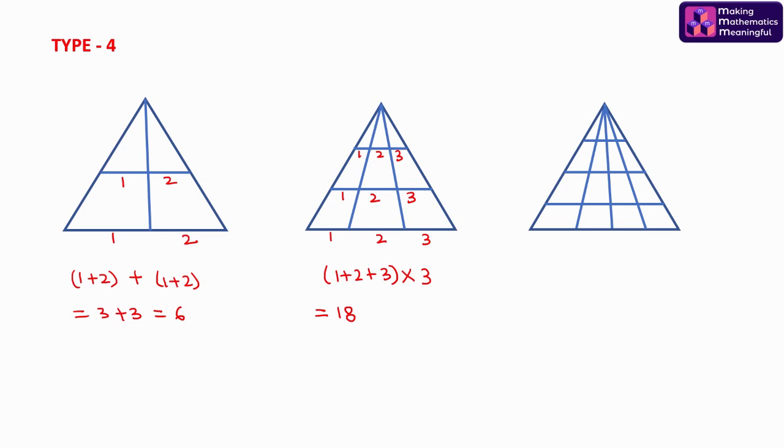In fact, we can say a general rule here that the number of triangles would be the sum of numbers on the base. Likewise here 1, 2, 3, 4. So the sum of all the numbers written on the base, and this value multiplied with the number of total horizontal lines. So we have 1, 2, 3 and 4 horizontal lines in this case. So this will give the total number of triangles here as 40.